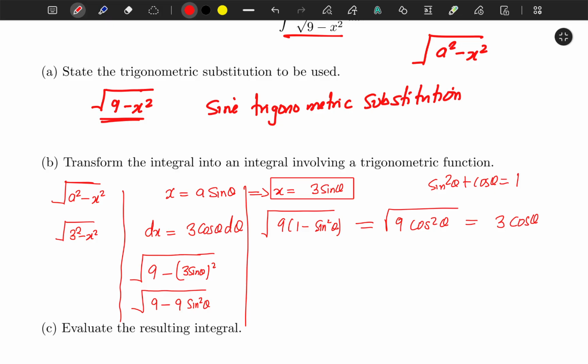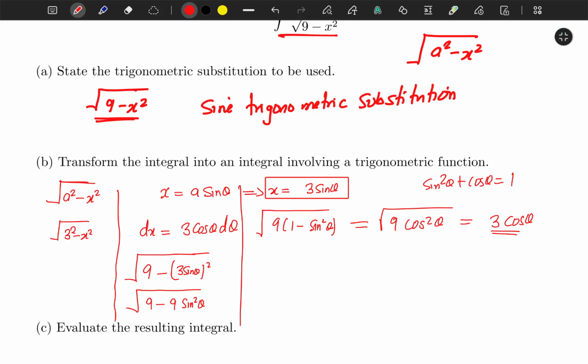All right, let's now proceed. We have what we need to deal with, isn't it? So we have 3 cos theta, just the inside part. So we know what we have here. Let's go back to our integral. Let's now substitute everything.